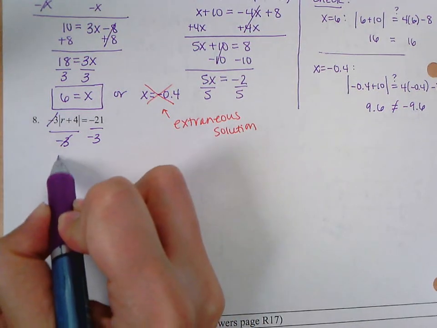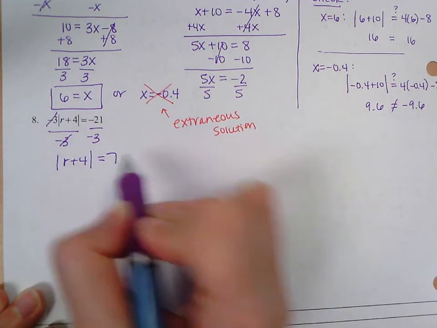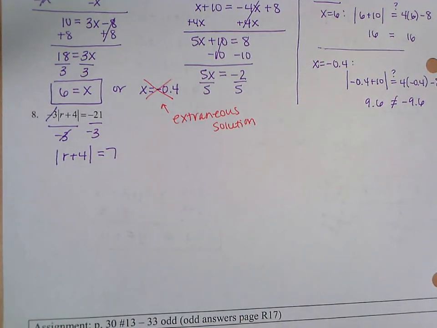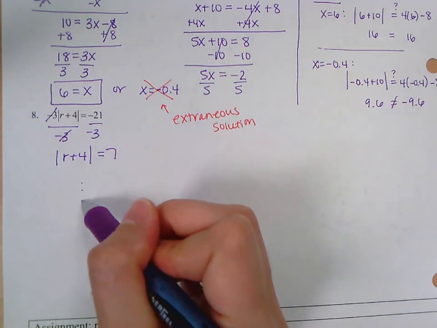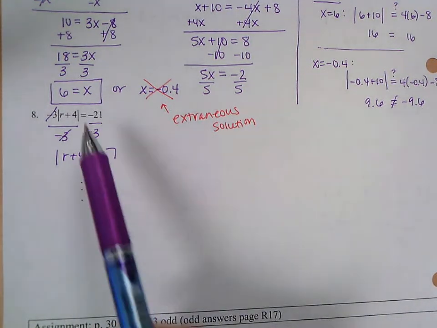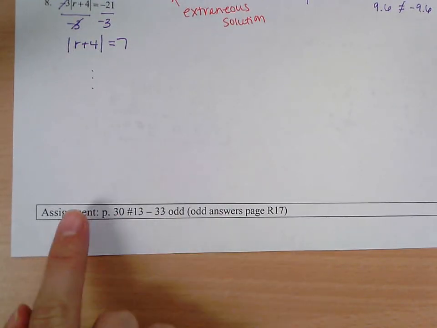And then you have the absolute value of r plus 4 equals, this is now positive 7. And then you would continue. Don't look at that and say, oh, there's negative 21, there's no solution. You have to get rid of the negative 3 before you can determine if there is a solution. To get rid of the negative 3, you divide, and then you continue. If you work through that one, I will check for you if you have it right. But your assignment is out of the book.